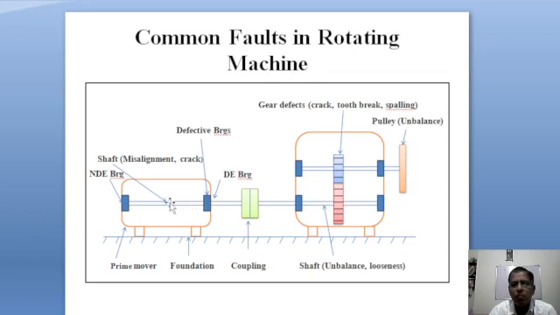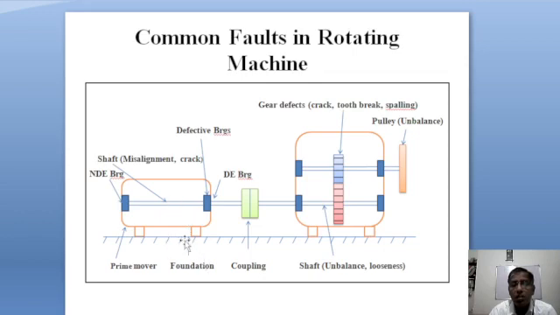Now what kind of faults may be there in these arrangements? First and foremost, these shafts are connected, two different shafts are coupled together, so there may be shaft misalignment. Misalignments may be parallel misalignments or angular misalignments. There may be cracks in the shaft.